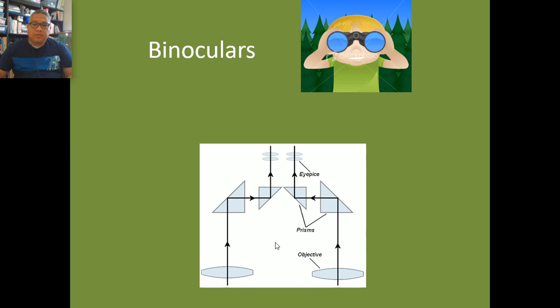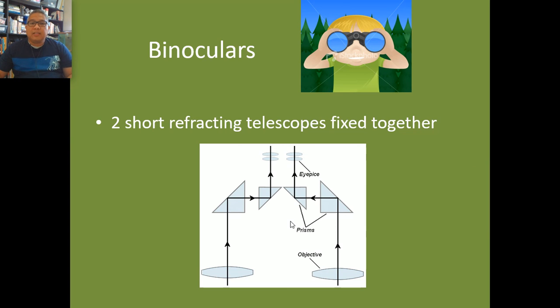Another thing that you probably use, and you probably have one at home, is binoculars. You get the light from both sides here, and then the light will be reflected through. So it's a combination of refracting lenses and mirrors. You have the lenses here, and then you have the mirrors reflecting, and then through the eyepiece. So it's two short refracting telescopes fixed together, and that's it.